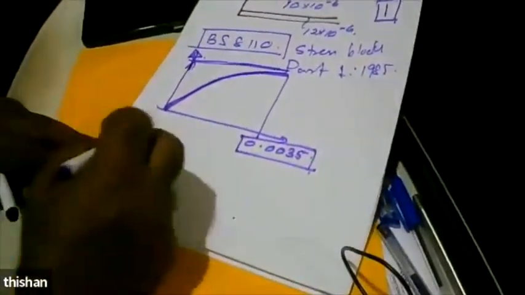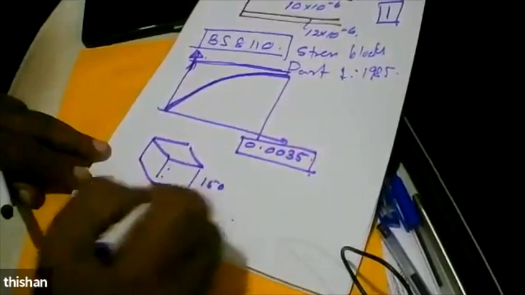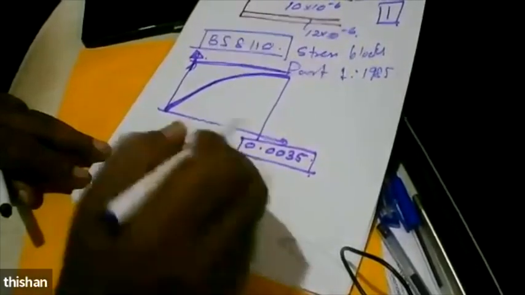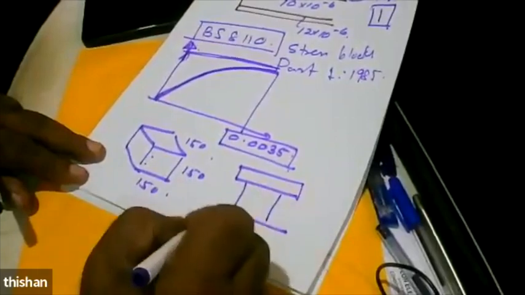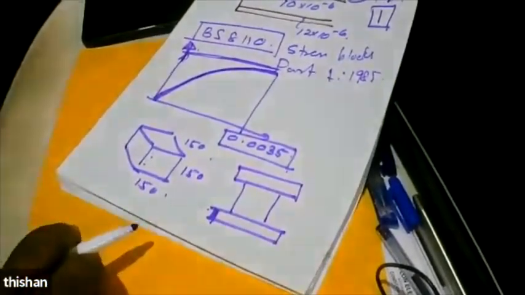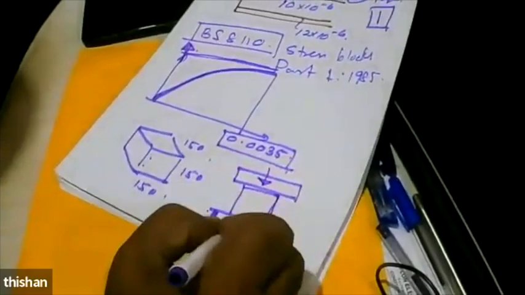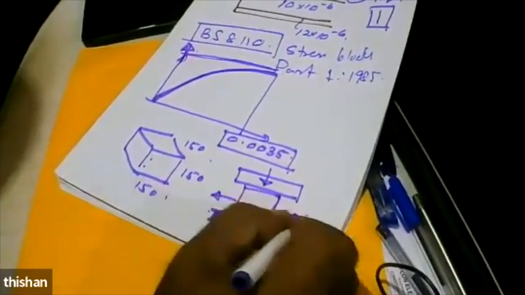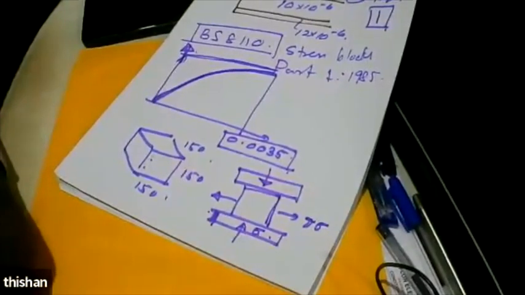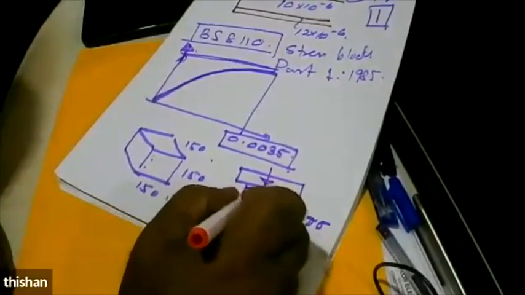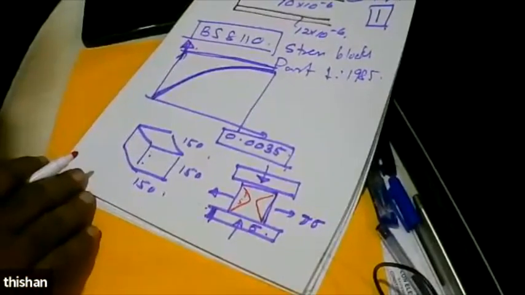So what we do is we test the cube. British standard, we test the cube. This is 150 millimeter, 150 and 150. And how do we test it? We test it between two steel platens, the thick steel plates. So when you apply the load, sigma, you get nu times sigma here. That is the Poisson's ratio. So with that, there will be micro cracks forming, and finally, the cube should break like this, after the formation of micro cracks.